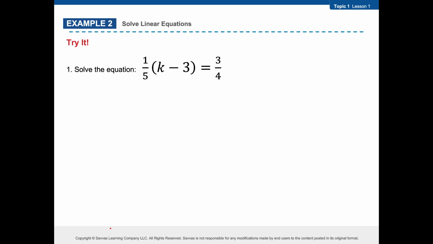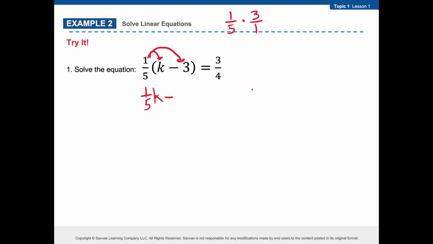You can pause it and try this one on your own. First, you should have done your distributive property. 1 over 5 times k, 1 over 5k. Positive times a negative, negative. And again, if you don't have a scientific calculator, you can just put that on the side.